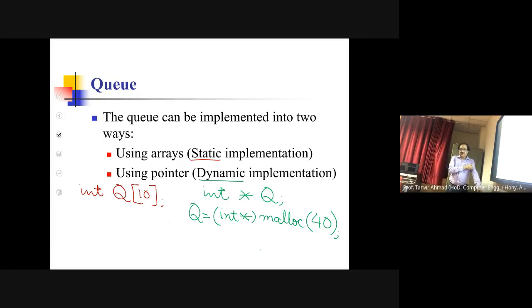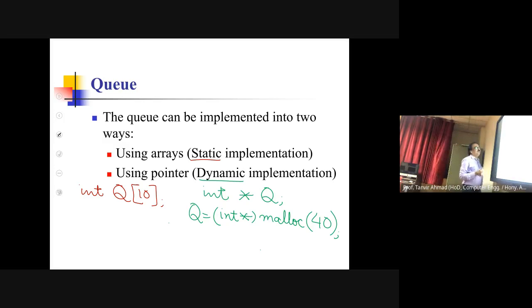Now this is a dynamic allocation. That means I take that 4 into 10, that is 40 bytes. If you are using an ANSI compiler, it will be 4 into 10. If you are using a Turbo compiler, it will be 20. Okay. Now after this, while reading a queue, you know that you have to use a for loop. In any of the questions, we have to use a for loop.